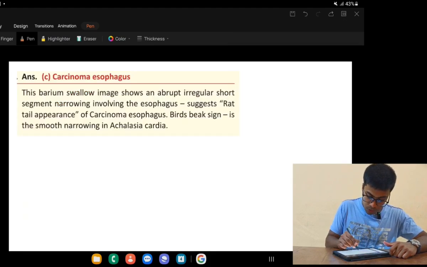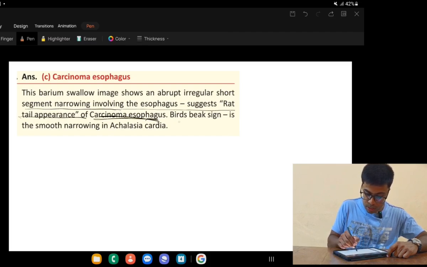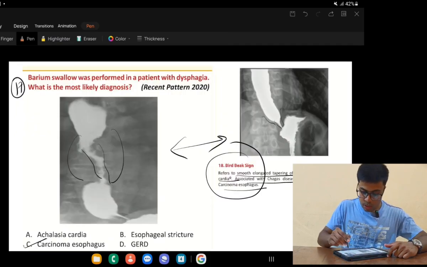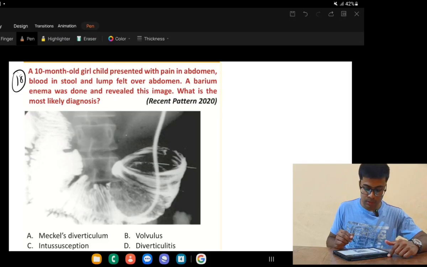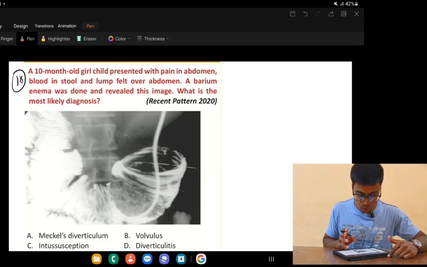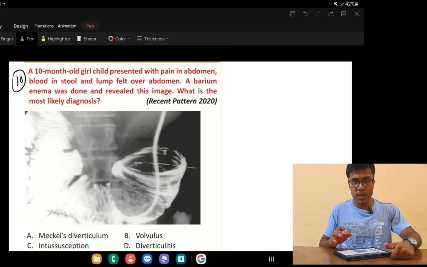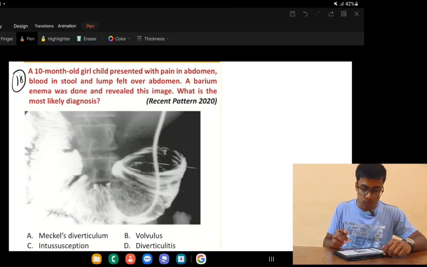So let's see the barium swallow image. It shows an abrupt, irregular, short segment narrowing involving the esophagus, such as rat tail appearance: carcinoma esophagus. Bird beak sign is seen with narrowing in achalasia cardia. So done. You should know this. So 2 MCQs plus 1 MCQ here also. Again, we have seen a lot of MCQs. Probably this is the last radiological MCQ related to this, because these conditions are most commonly asked every time.